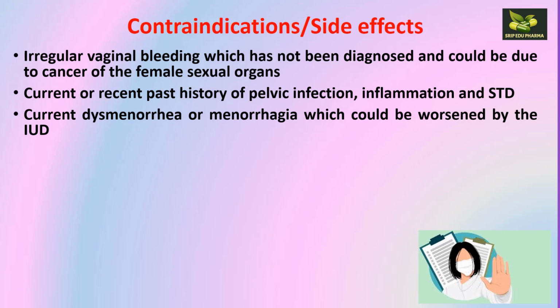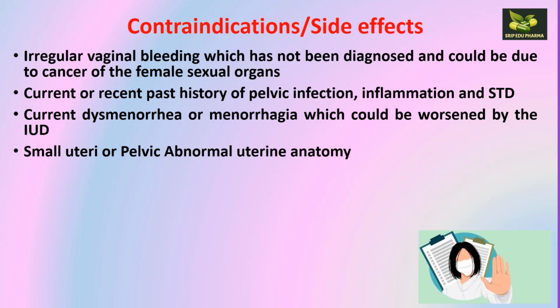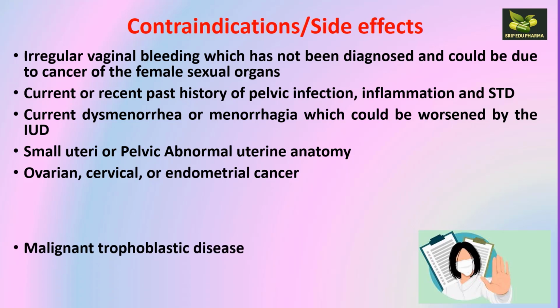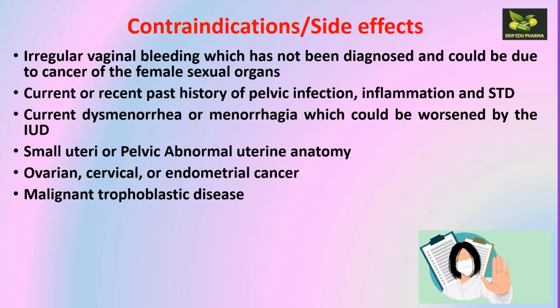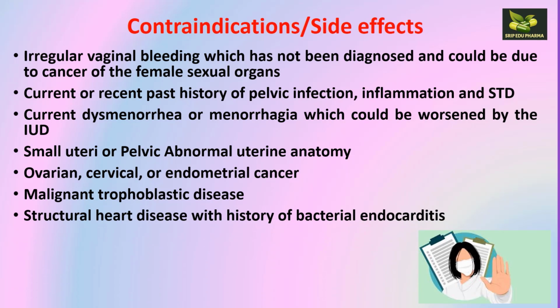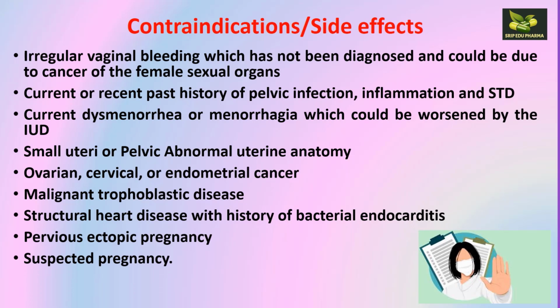Then in the case of a small uterus or abnormal uterine anatomy, it is avoided, or it should not be used. Then in the case of ovarian, cervical or endometrial cancer, it has to be not used. Then comes malignant trophoblastic disease. Then in the case of structural heart disease with a history of bacterial endocarditis, then in previous ectopic pregnancy or in suspected pregnancy. These are some of the situations in which intrauterine devices are contraindicated.